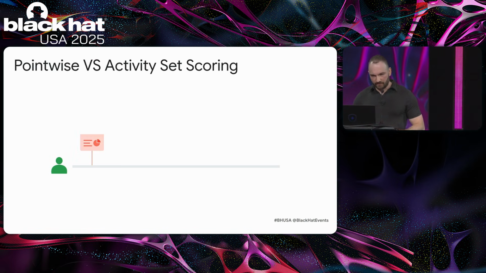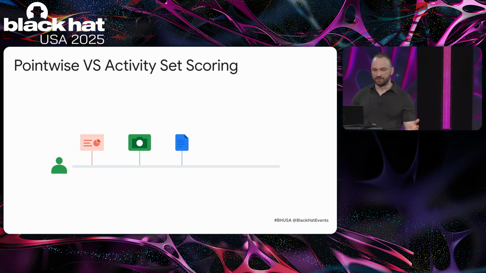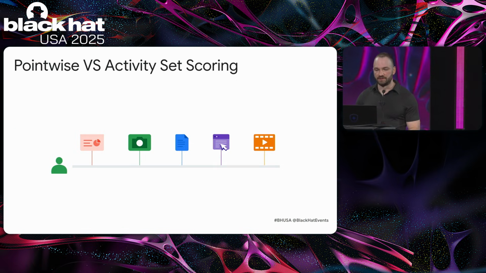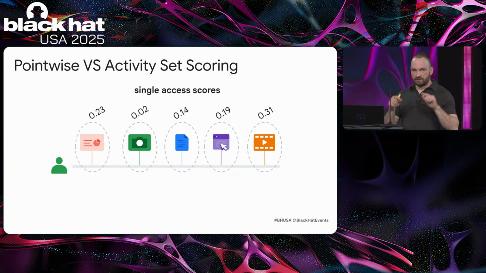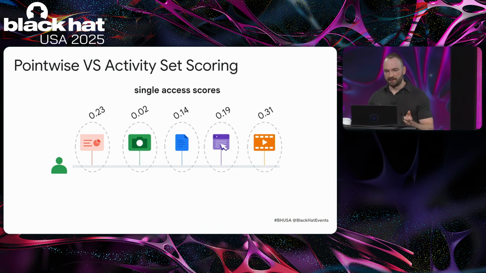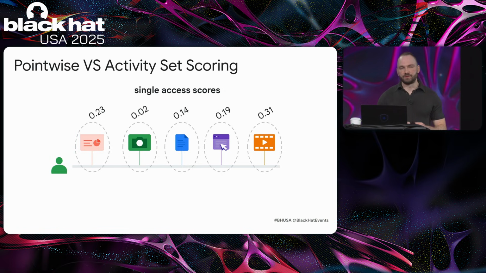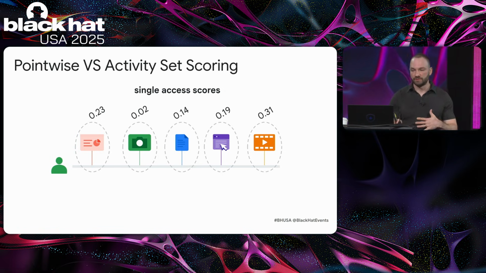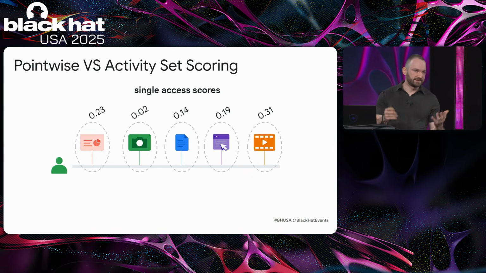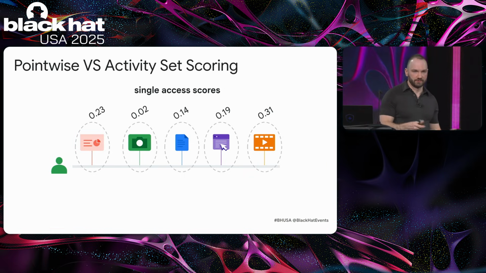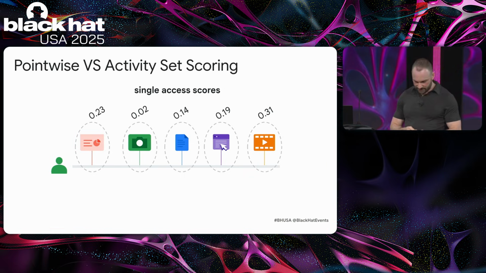So this is what we have currently. Let's say our user is accessing all these different resources: a presentation, some multimedia, a document, a website, etc. And what we have now is a system that gives you single access scores for each of these accesses. So that's good. You can already answer questions like, what is the most anomalous resource access for this given user? Or what is the most anomalous resource access globally across all users? These are interesting and important questions.